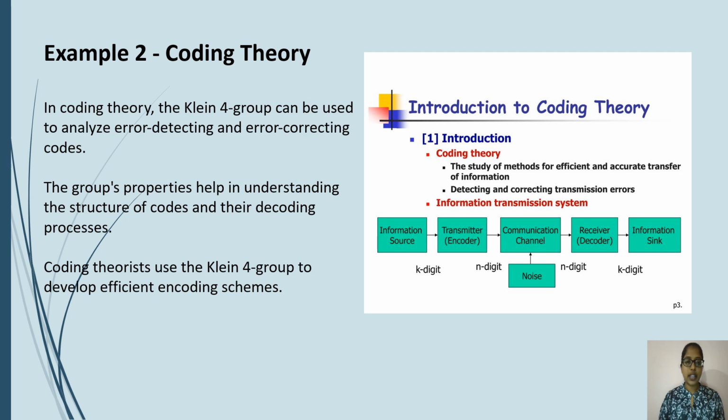Example 2. Coding theory. The Klein-4 group can be used to analyze error detecting and error correcting codes. The group's properties help in understanding the structure of codes and their decoding processes. Coding theorists use the Klein-4 group to develop efficient encoding schemes.